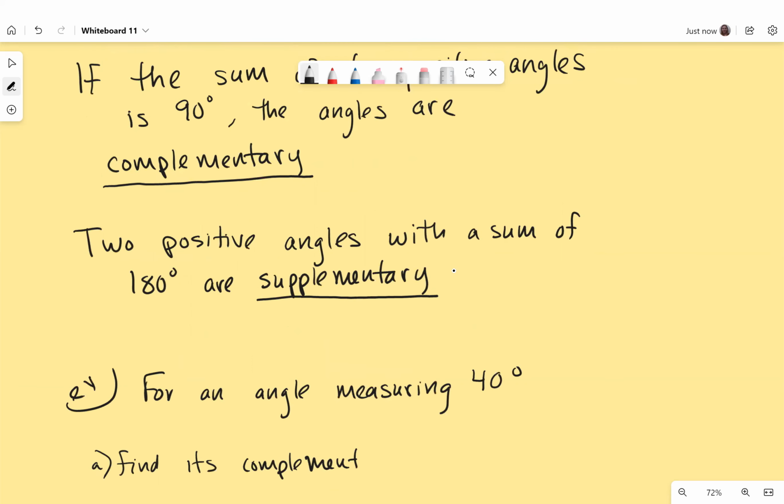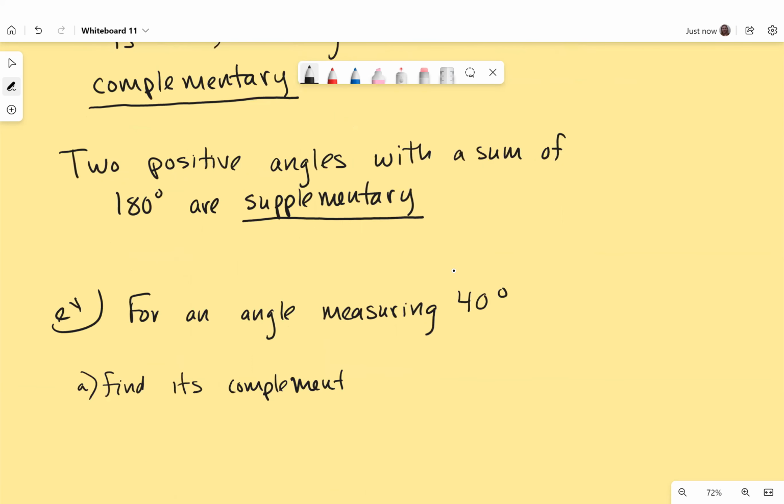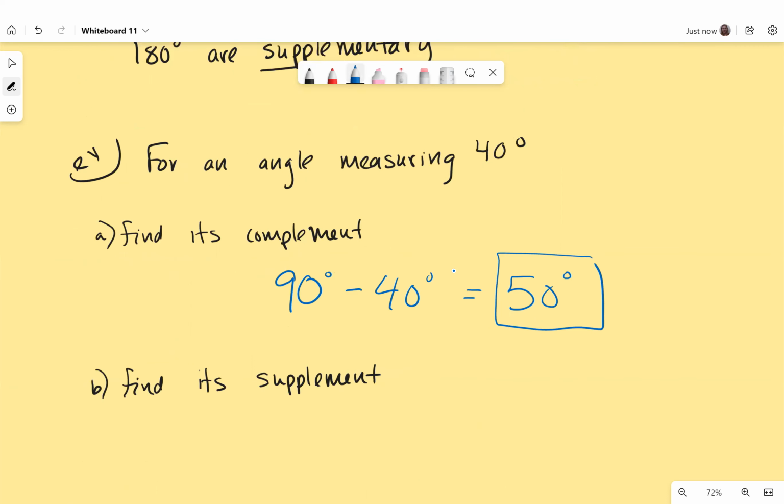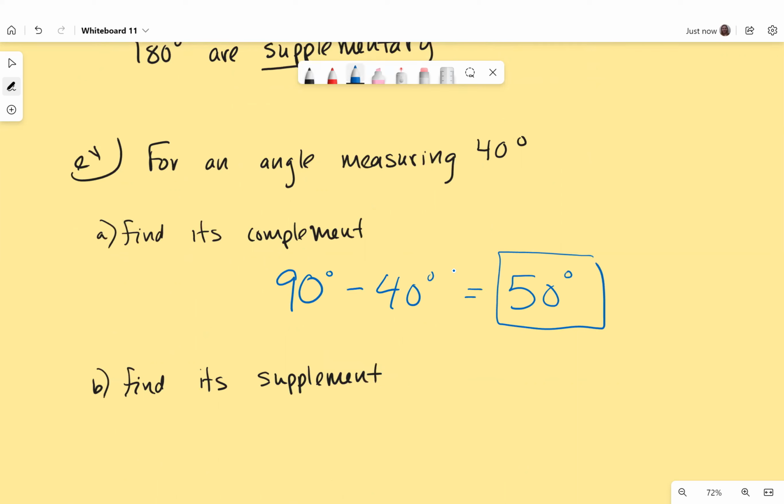So for example, let's say we have an angle measuring 40 degrees. To find its complement, we know that the complement and the angle should add up to 90. So to find the complement, we could take 90 degrees minus our 40 degrees and end up with 50 degrees being the complement of 40. To find its supplement, we know that the supplement should add up to 180. So we could take 180 minus our 40 and get 140 degrees being the supplement for this angle.